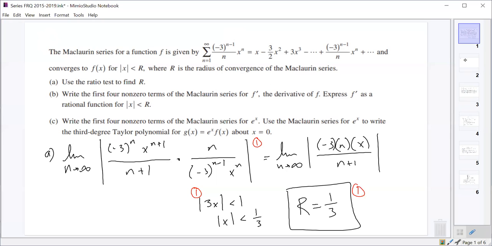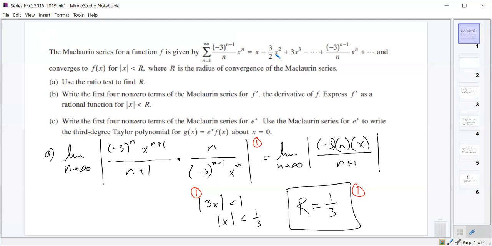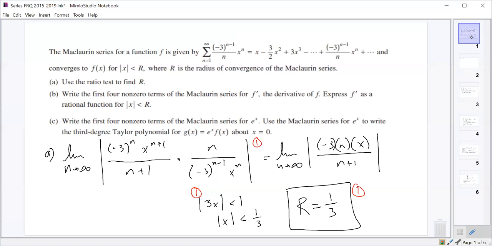But if we just go term by term, what's the derivative of x? 1. Should be 1. And our second term was -3/2 x squared. So what should that give us? Should give us a -3x. Next term, which was 3x cubed, should give us 9x squared.